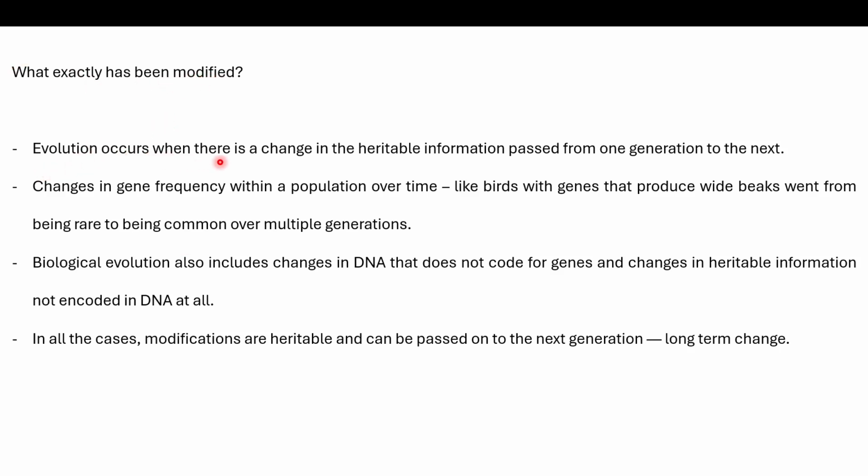Evolution occurs when there is a change in the heritable information being passed from one generation to the next, and changes in gene frequency within a population over time, like birds with genes that produce wide beaks going from being rare to being common over multiple generations. Biological evolution also includes changes in DNA that does not code for genes and changes in heritable information not encoded in DNA at all. In all these cases, modifications are heritable and can be passed on to the next generation. We are talking about long term changes here.